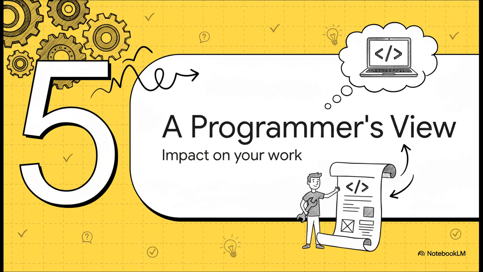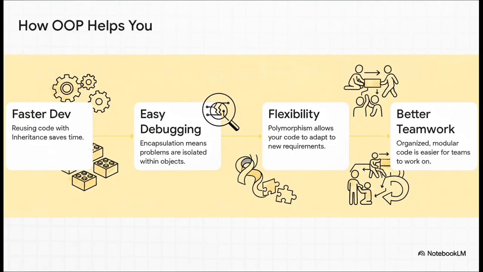So let's bring this all back to you, the developer. How does knowing all this actually make you a better programmer? What's the real-world impact on your work, on your projects? The benefits are immediate. I'm serious. You build faster because you're not reinventing the wheel every single time. You troubleshoot easier because a bug in one object is contained right there and doesn't crash your whole system. Your code is way more flexible and can actually adapt to change. And this is a big one. When you're working on a team, this organized approach makes working together 100 times smoother.